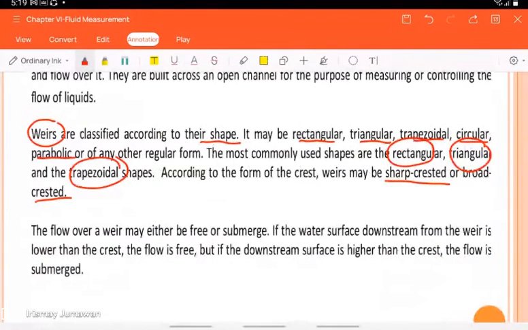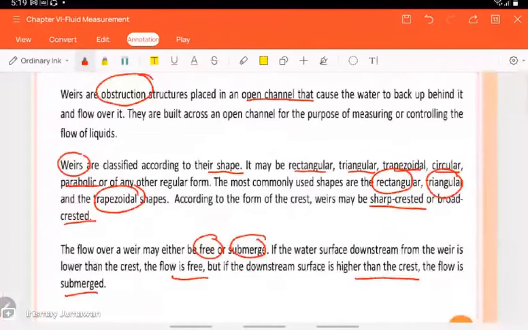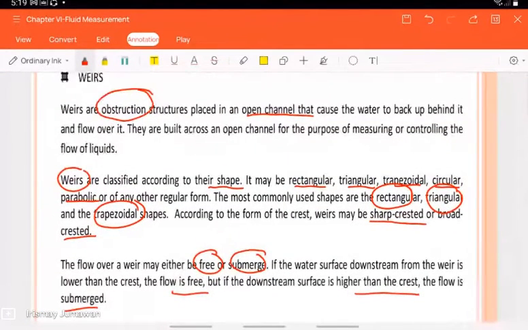So, it can also be a free or submerged weir. So, if the water surface downstream from the weir is lower than the crest, so it is free. Okay, free over the weir. Or if it is higher than the crest, it is submerged. So these are the types of weirs. So again, this is used to determine the discharge of the fluid in the channel.